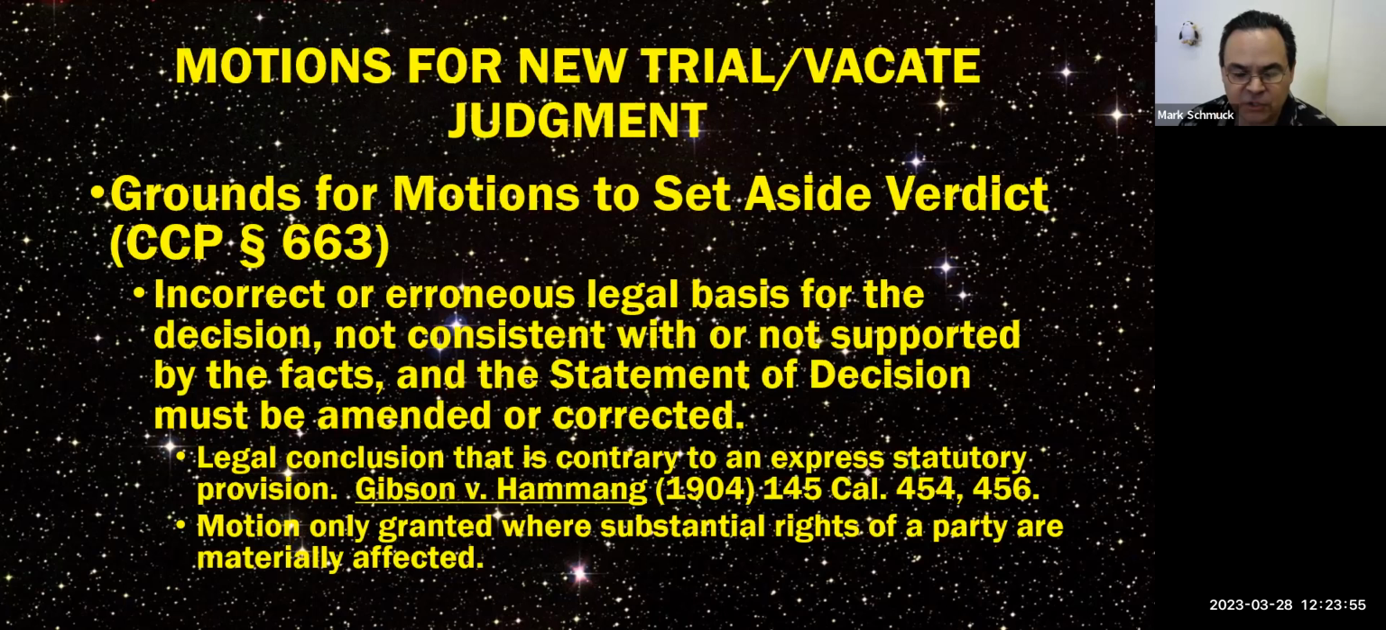Now, this is very similar to error in law or insufficient facts to justify the decision. This is where you are not necessarily asking the court to have an entire new trial, but that if you take everything that happened in the trial and reevaluate it, you must come to a different decision and enter judgment accordingly. And as we see here under the Gibson case, a legal conclusion that is contrary to an express statutory provision, for example, is a way to convince the court to vacate the judgment and enter a new one.